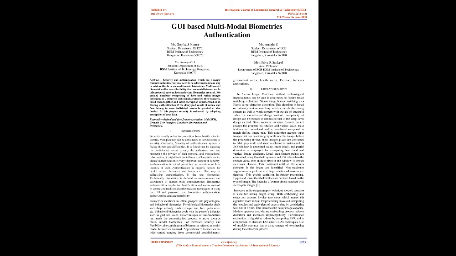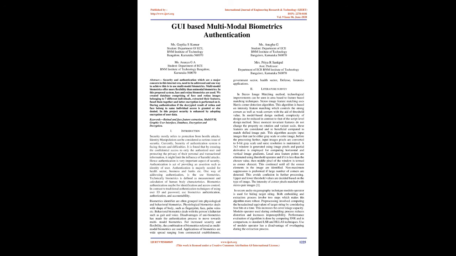2. Literature survey. In the stereo image matching method, technological improvements can be seen from area-based to feature-based matching techniques. Stereo image feature matching uses the Harris corner detection algorithm. This algorithm is based on intensity feature matching, which controls the strong corners as well as weak corners with the aid of a threshold value. In the model-based design method, the complexity of design can be reduced in contrast to that of the script-level design method. Since moment invariant features do not change their property on rotation and scale variation, these features are considered and beneficial compared to matching shifted image pairs.